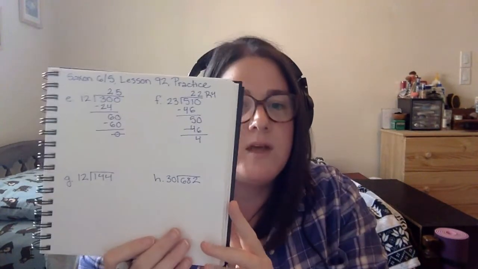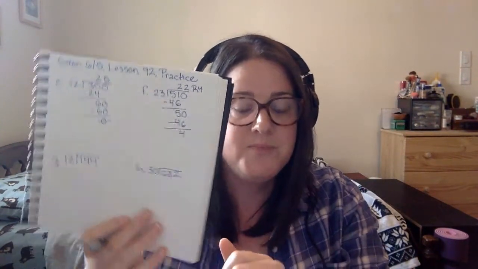144 players signed up for soccer. If the players are separated into 12 teams, how many players will be on each team? So the division problem is 144 divided by 12. Okay? So we can't divide 1 by 12. It's too small. We're going to look at 14. 14 divided by 12 is going to be 1.